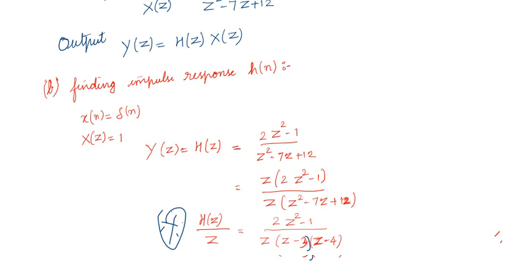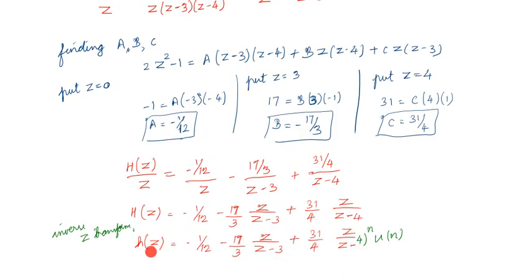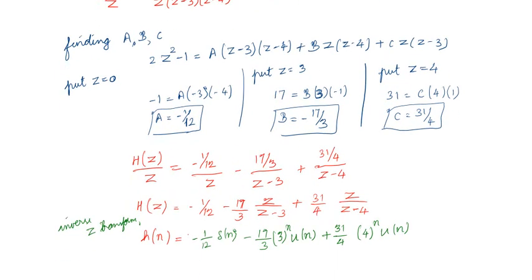We have to write H(z)/z. Okay, then we proceed. After taking partial fractions, bring this z to the right side in the numerator. Now we have taken this z to the numerator, and we got this. Now we are going to find the solution. Find the inverse.